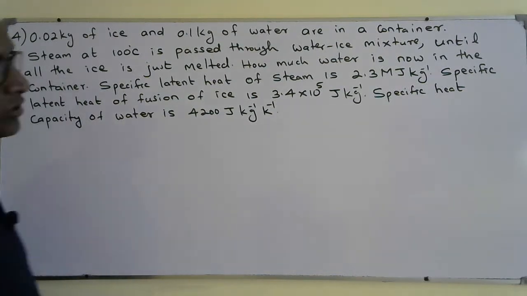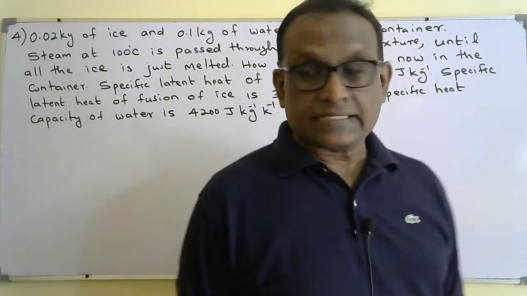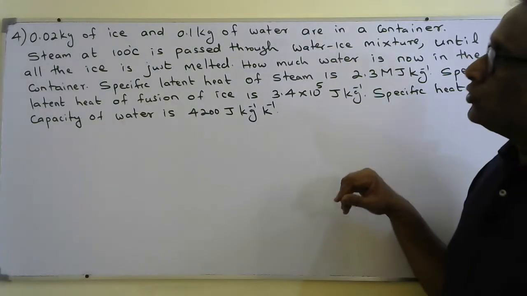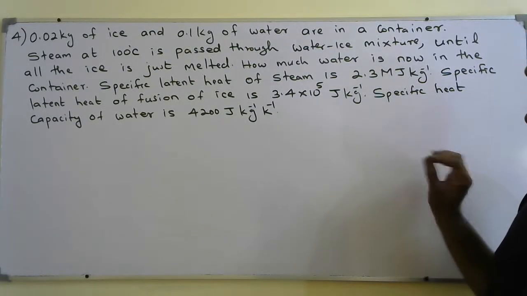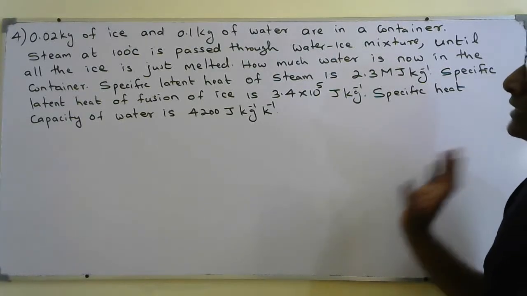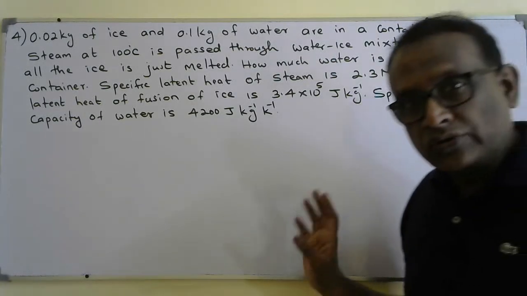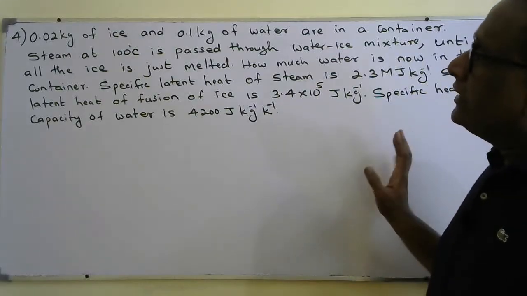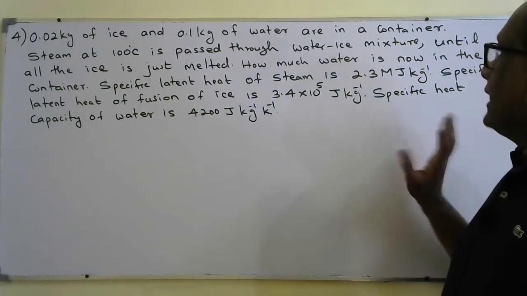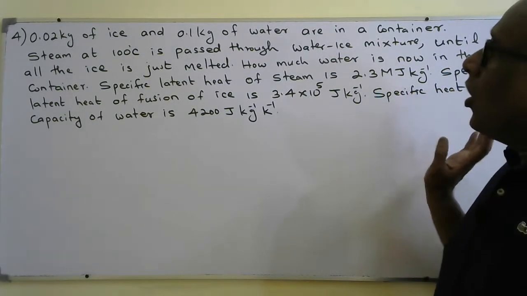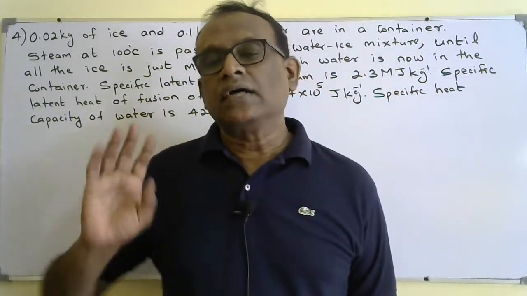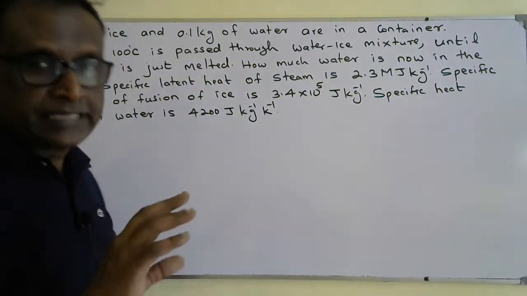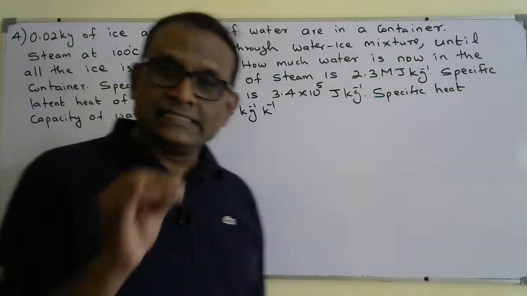Okay, so this fourth question in latent heat says that 0.02 kilogram of ice and 0.1 kilogram of water are in a container. So that means there's an ice water mixture that will be at 0 degrees Celsius. Steam at 100 degrees Celsius is passed through the water ice mixture until all the ice is just melted. So even after the ice melts, the temperature of the ice water mixture will be 0 degrees Celsius because they say just melted.